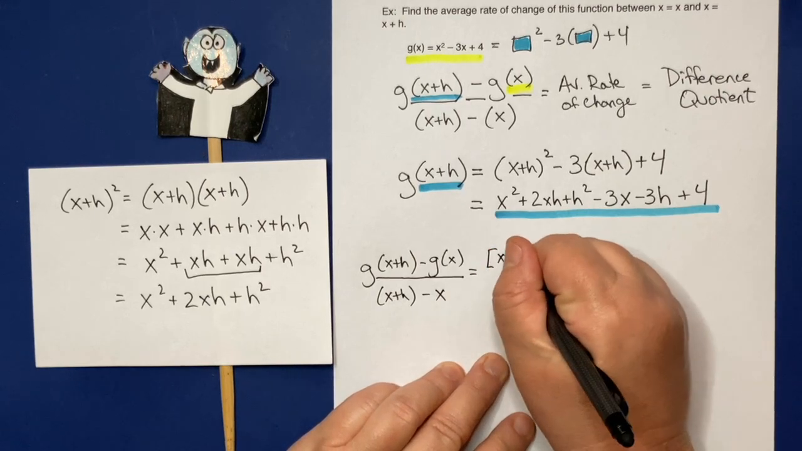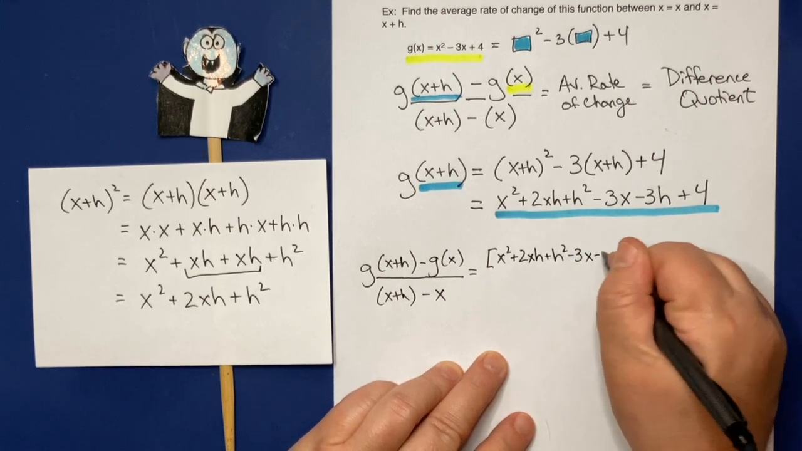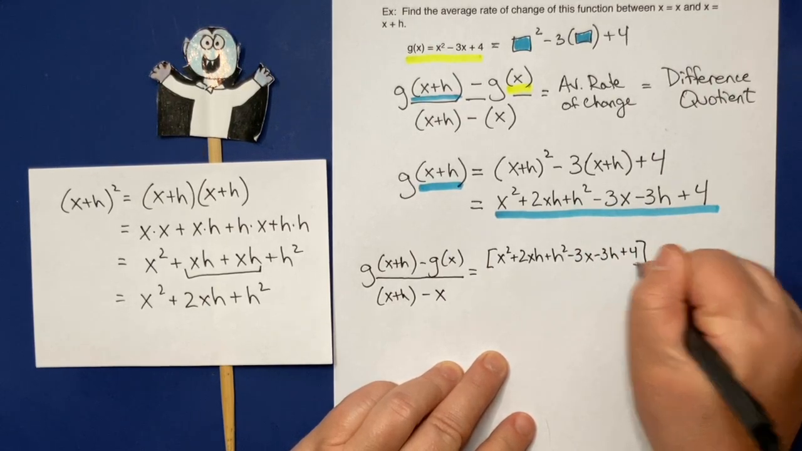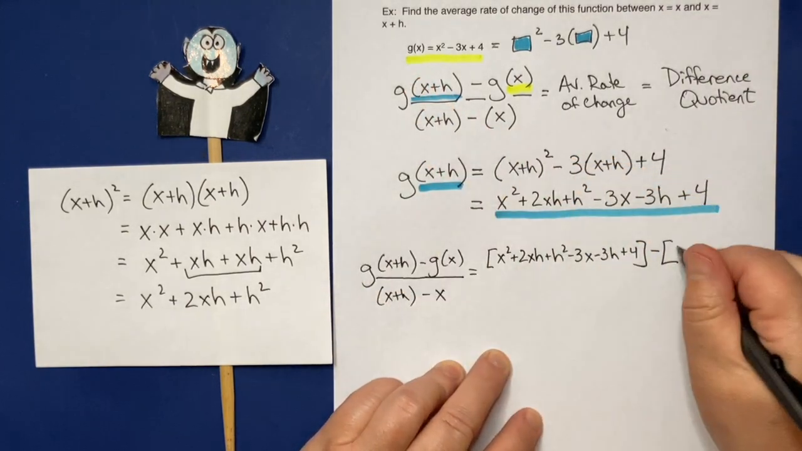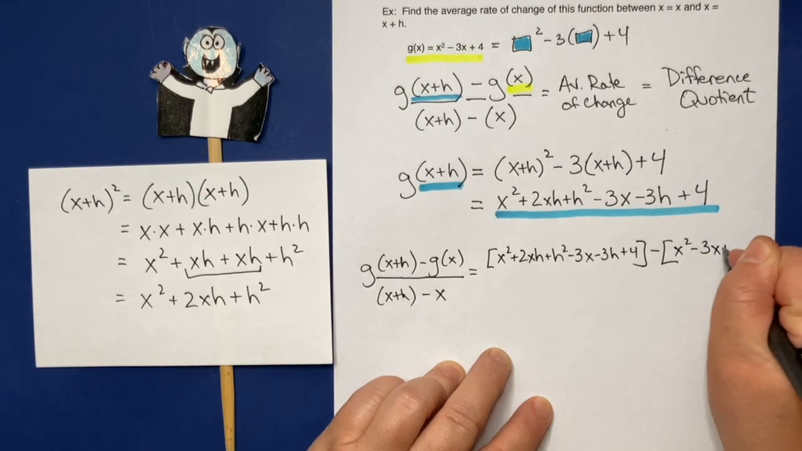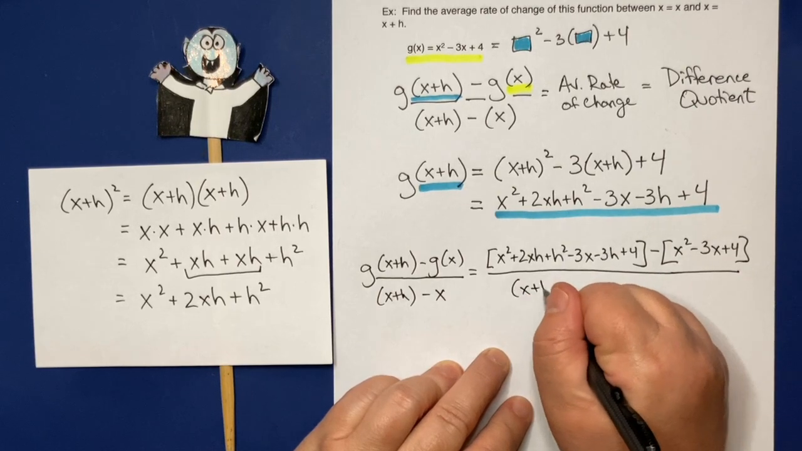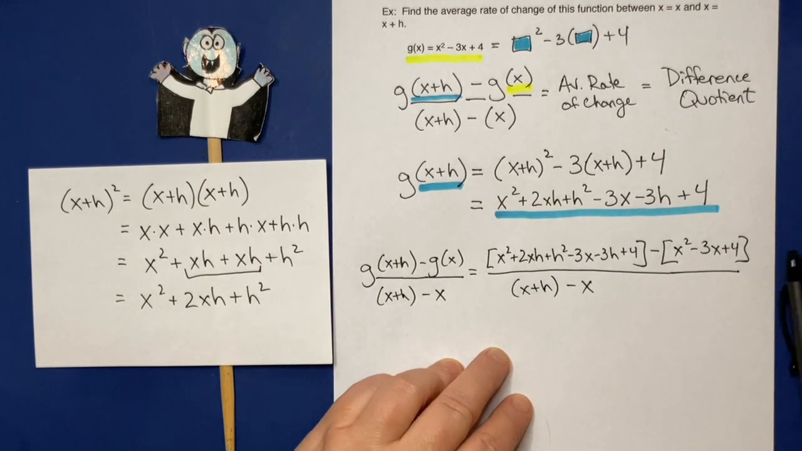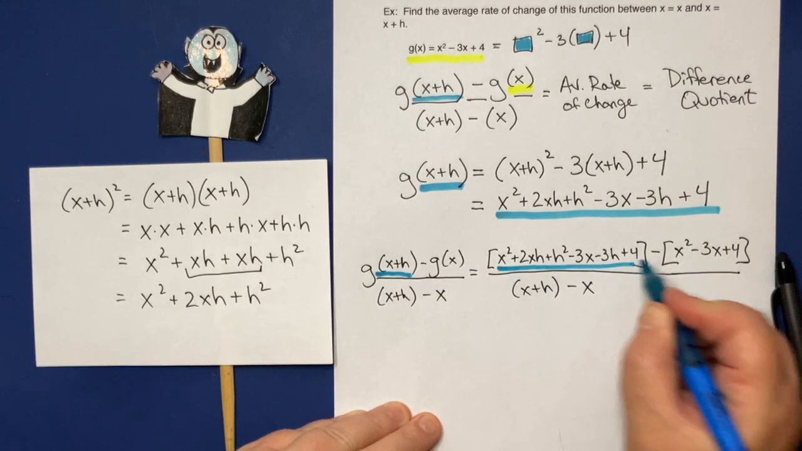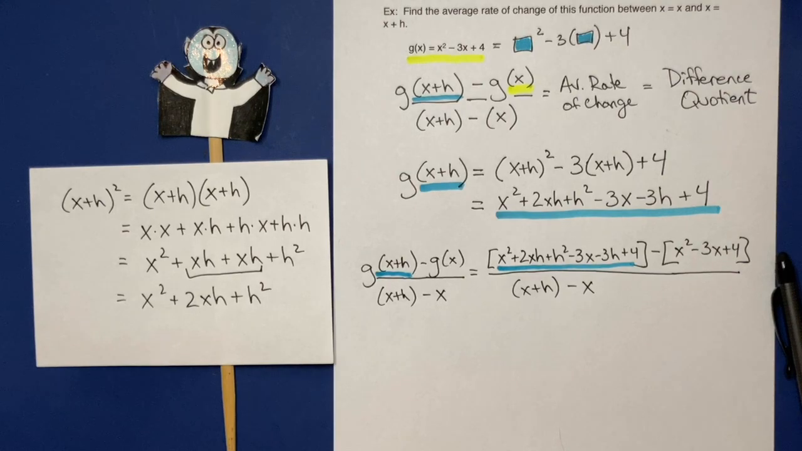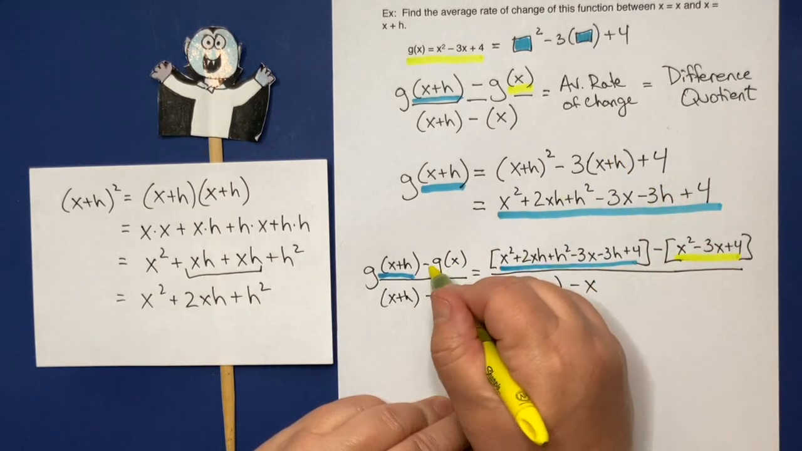Okay, so I got x squared plus 2xh plus h squared minus 3x minus 3h plus 4. And I'm going to subtract just the plain g of x, x squared minus 3x plus 4, all over x plus h minus x. And again, let me identify, this is the blue piece right there, and this is the yellow piece right here.